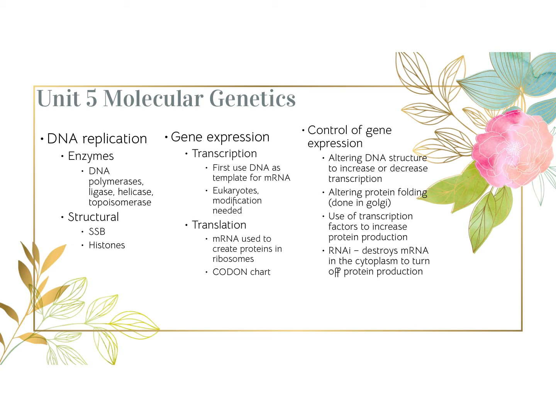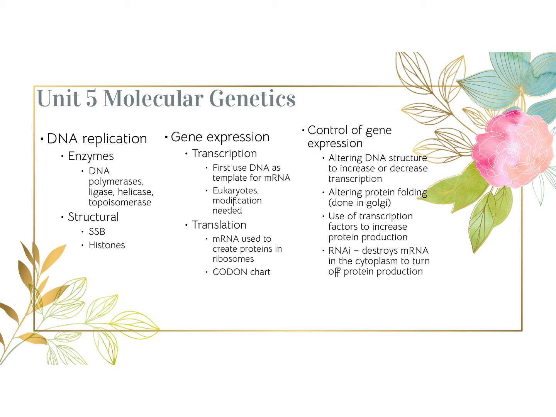For gene expression, which is the production of the proteins, this process is divided into 2 phases. Your transcription phase first uses DNA as a template for mRNA, and then keep in mind that that mRNA is modified before it exits the nucleus in a eukaryotic cell. Some of those modifications include the removal of introns and splicing together of exons by spliceosomes, as well as adding caps on the 3' and the 5' end.